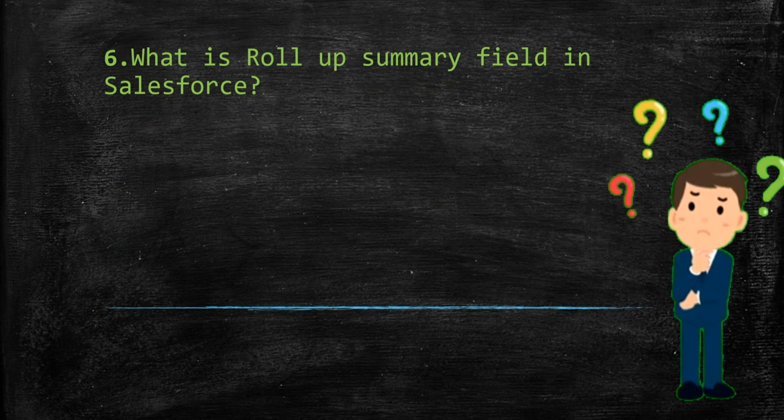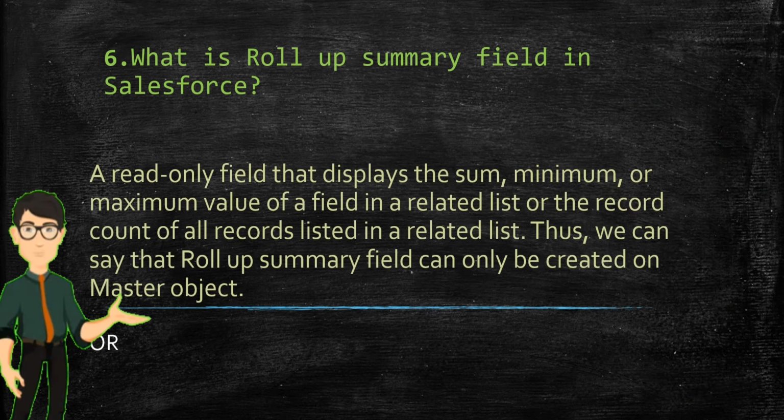Question number 6 is, what is roll-up summary field in Salesforce? The answer is, it is a read-only field that displays the sum, minimum, or maximum value of a field in a related list, or the record count of all the records listed in a related list.